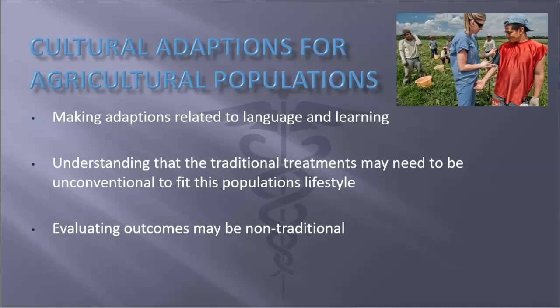Understanding that traditional treatments may need to be unconventional to fit their lifestyles. For instance, they might need to have IV antibiotics and they don't want to be at the hospital for that, so we might implement home care to come out and administer those or do some patient teaching. Evaluating the outcomes might be non-traditional, but we still want the outcomes to remain the same.